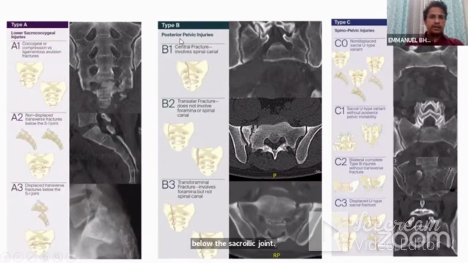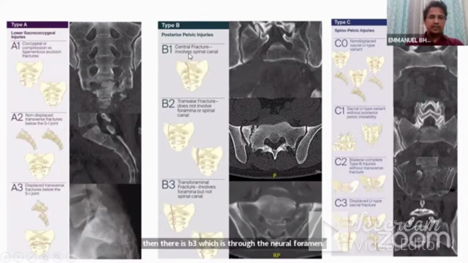When we look at the type B fractures, these are the posterior pelvic injuries. That means the fracture line is lateral to the L5-S1 facet joint, so it doesn't include the spinopelvic instability fractures. B1 is a fracture which is lateral to the L5-S1 facet, but just medial to the neural foramen. These are unilateral vertical fractures. B2 is a transalar fracture, again a vertical fracture, but which is lateral to the neural foramen. And then there is B3, which is through the neural foramen.